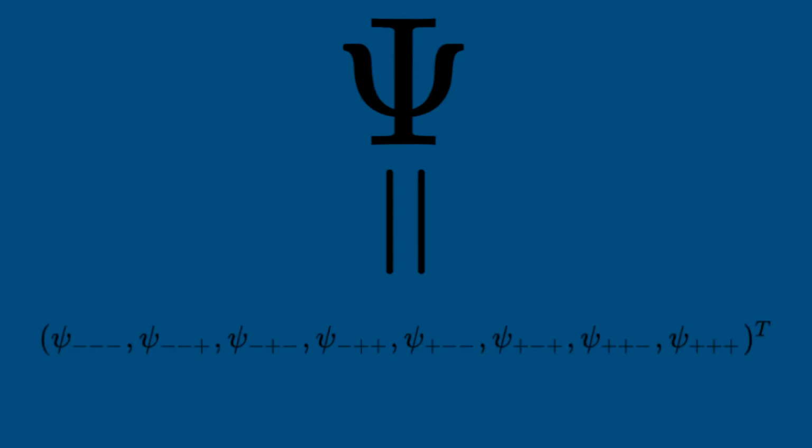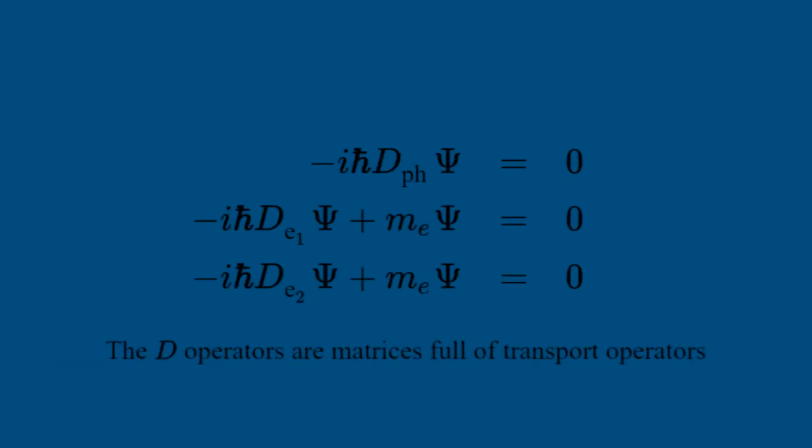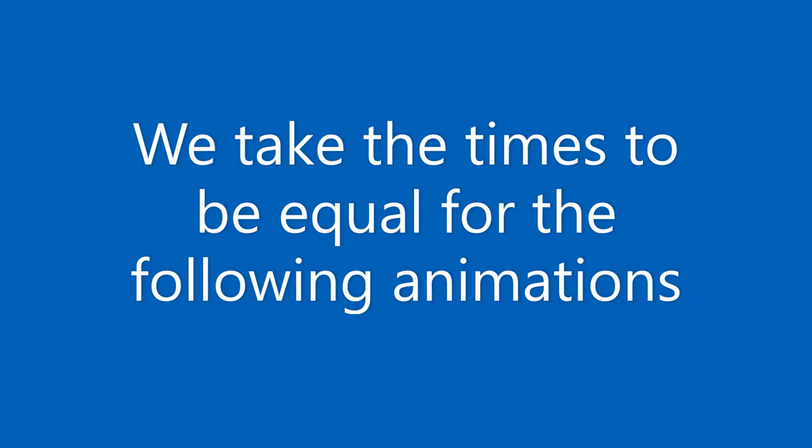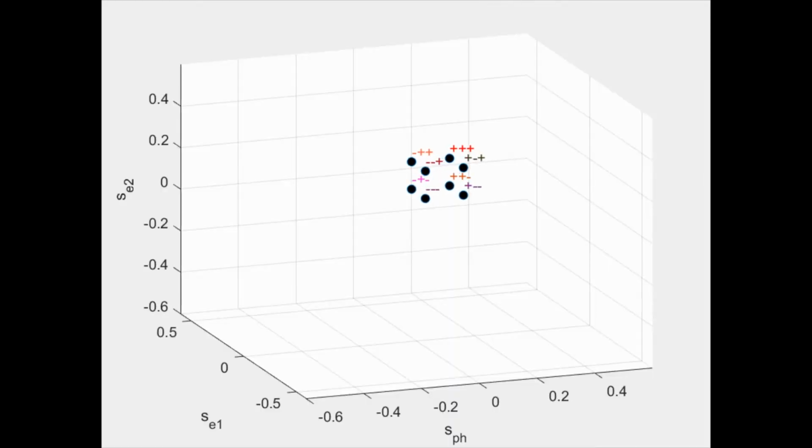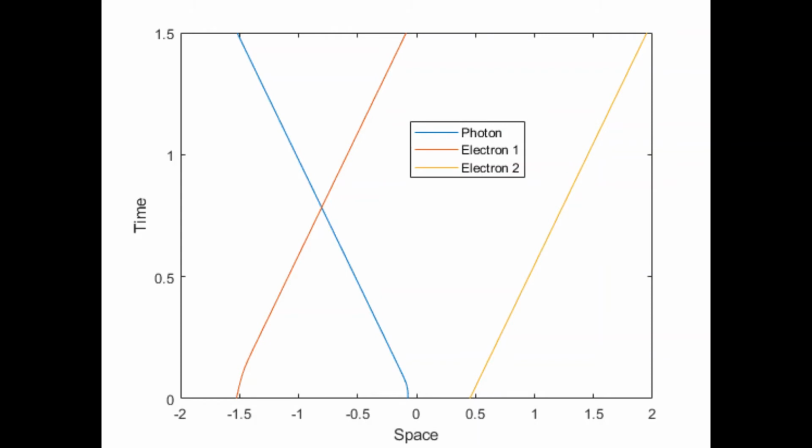Their wave function is a vector with 8 components and has 3 multi-time partial differential equations. If we take our electrons to be massless, then we are left with transport equations, which means each wave function component will be transported in a direction at the speed of light. Take minus plus plus. That wave function travels in a direction corresponding to our photon moving to the left, while both our electrons move to the right.